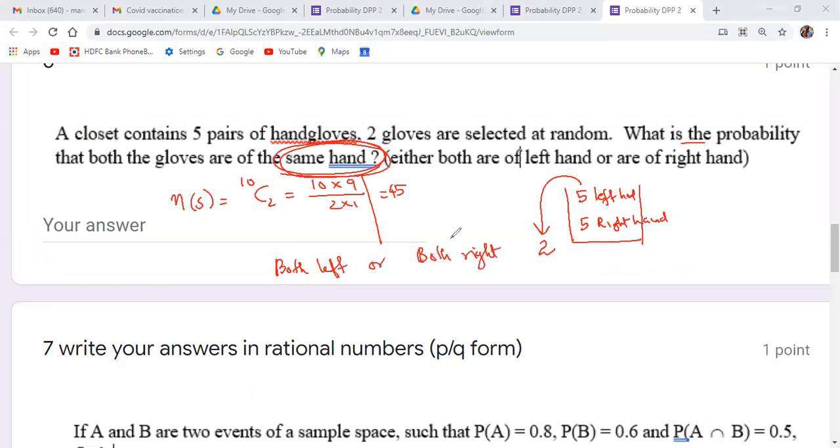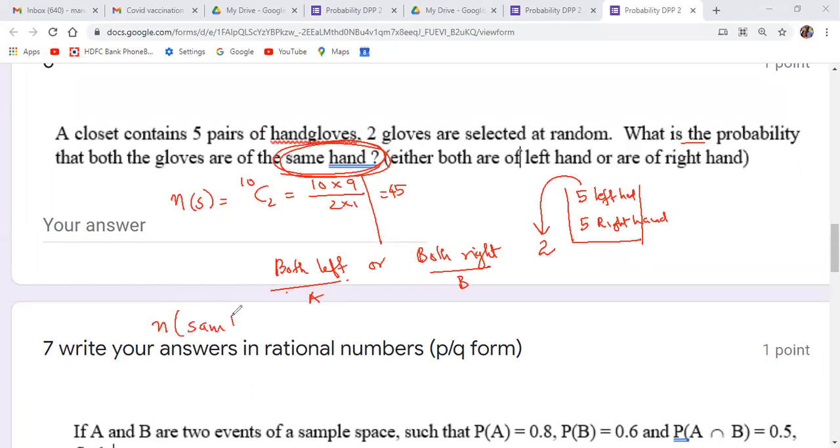Did you understand? From this wording, you have to make your own conclusion. The question is indirect. Instead of saying both left or both right, they say same hand. So you should understand the meaning of same hand: either both from the left hand or both from the right hand. Is it clear to you? So this becomes your event A, this becomes event B, or you may directly do it like this.